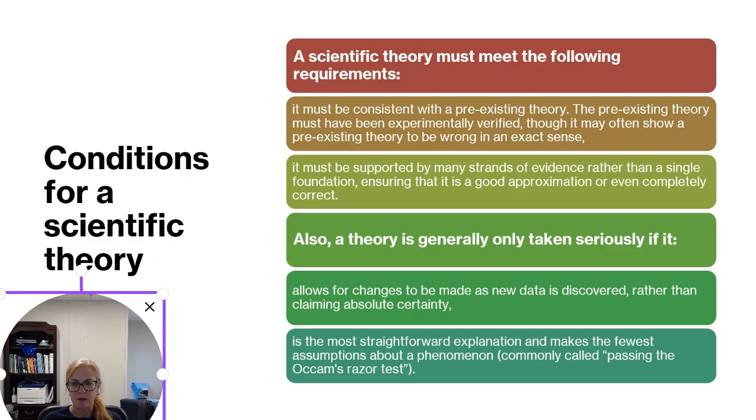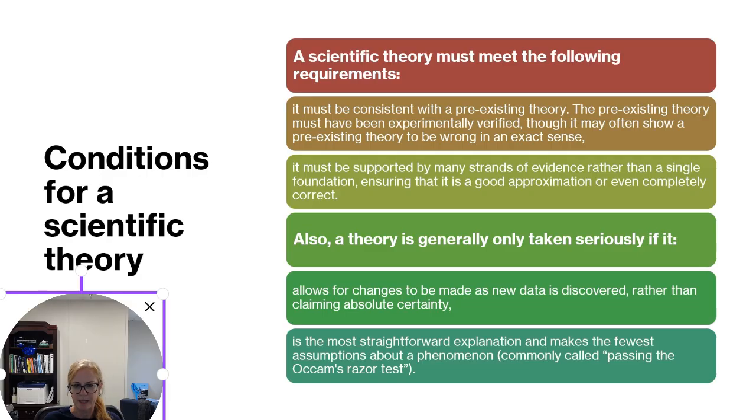So, as we uncover new bits of information, as our technology improves and we can actually detect more about the universe around us, we may need to alter theories, or parts of theories, or sort of the way that a theory is explained. Some changes have to be made over time rather than claiming absolute certainty. In science, nothing is absolute because there's so much we don't know about the universe.